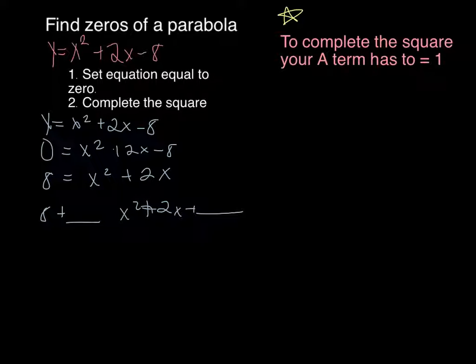Now we're going to find the zeros of a parabola. Let's say the equation they give us is y equals x squared plus 2x minus 8. We want to set this equation equal to 0 and then complete the square. Remember that to complete the square, your a term has to be 1. In this equation, it is. The first step we're going to do is set it equal to 0, as said before. Then we're going to add 8 to each side.